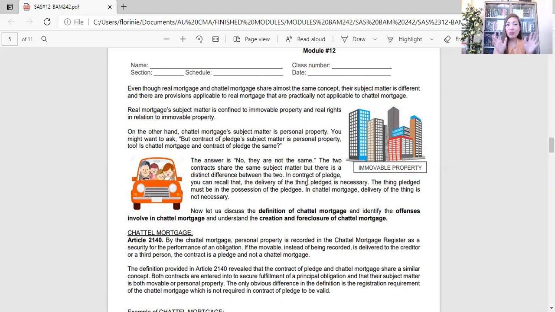Ang pagkakaiba ng dalawa, yung thing na pinledge, kailangan i-deliver mo dun sa creditor. Yung chattel mortgage, yung thing na subject matter ng chattel mortgage, hindi mo kailangang i-deliver. Okay? Okay tayo doon, ha? Yun yung pagkakaiba ng dalawa. Yung thing na pinledge, pag dineliver mo sa creditor, di niya pwedeng gamitin, ha? For safekeeping lang yun talaga.